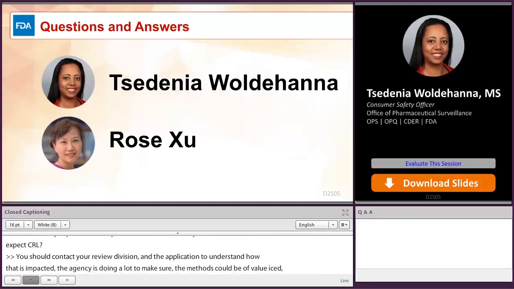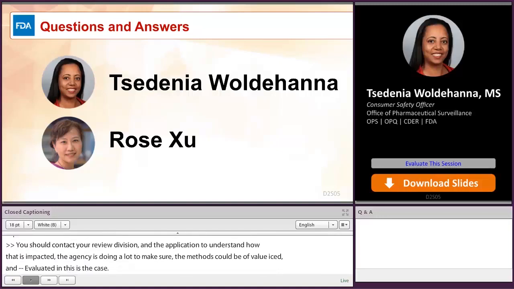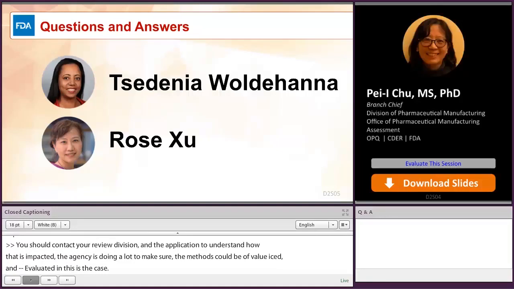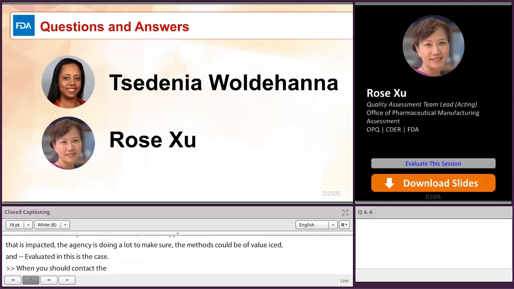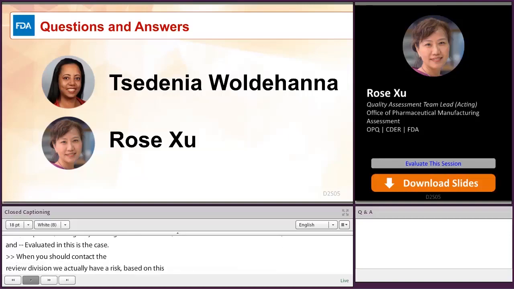Okay. Yeah, I can add to this. We actually have a team that reviews the risk. It's really based on the risk, because of the COVID-related situation, that some of the inspections that are really necessary, the pre-approval inspection, we cannot conduct. So we do have some other ways to do it, and we have a team that assesses the risk and then makes the final decision. So just like Tsedenia said, you have to contact the review team, and we will let you know what approach we are using right now.